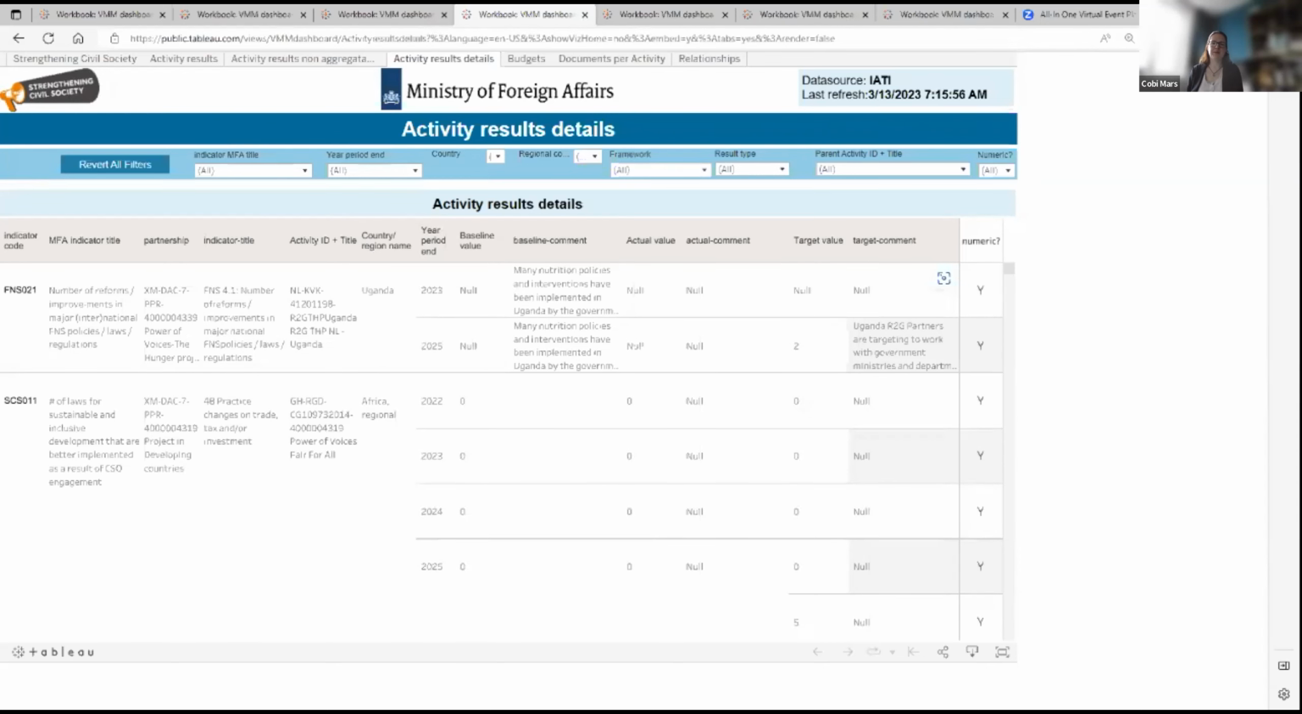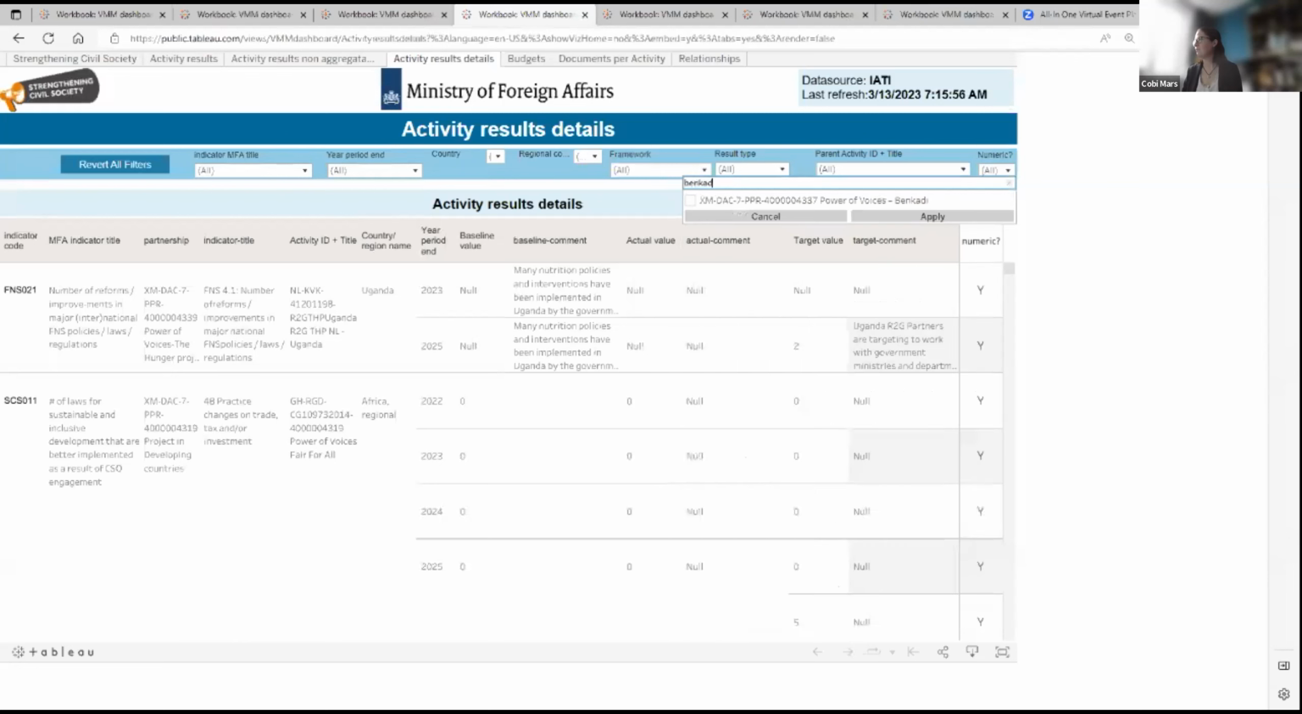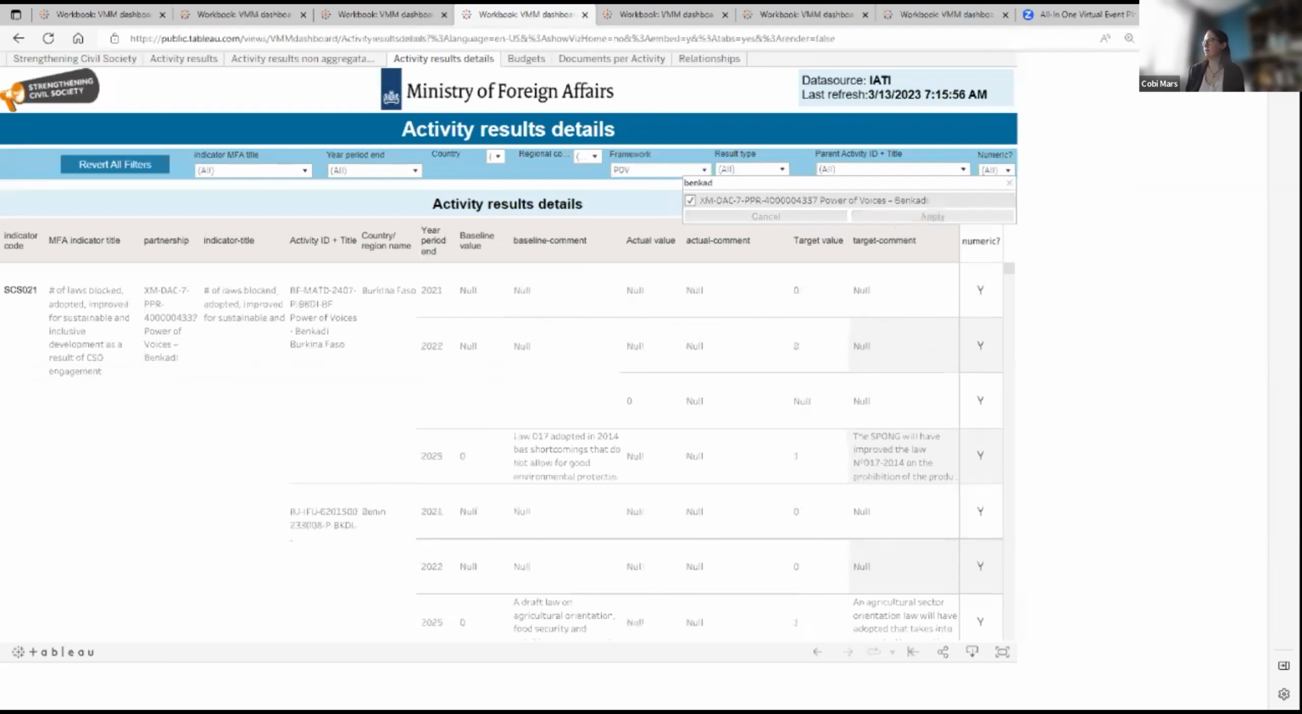So here you see actually every indicator period which is entered, which is published in IATI, line by line. And let me quickly find one of which I know they filled it in quite well. Always show the people the best data.